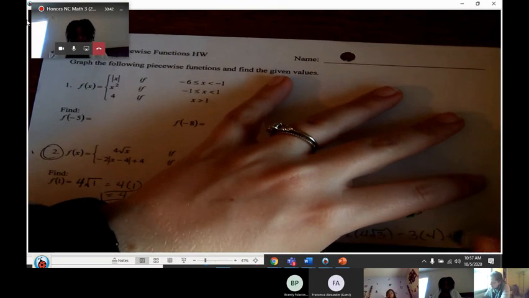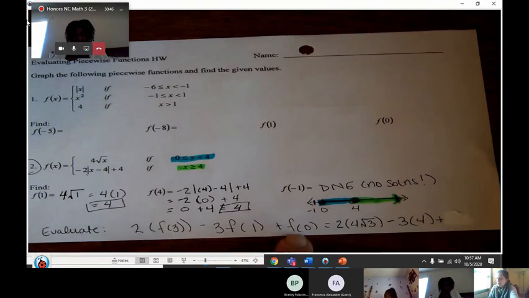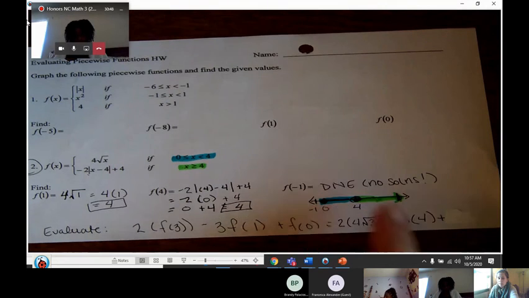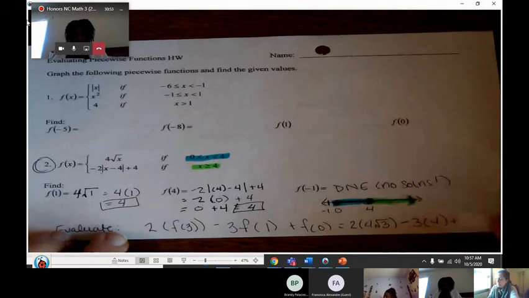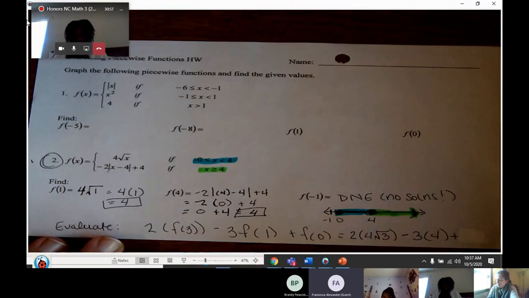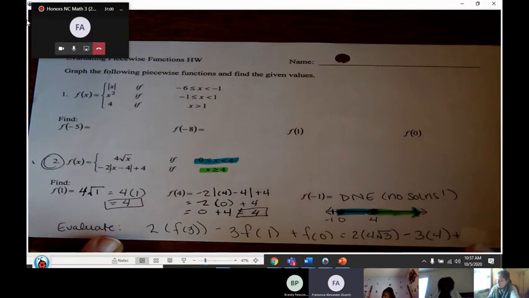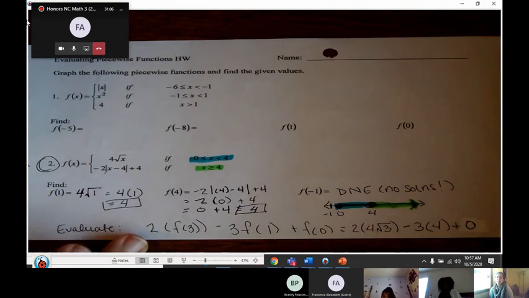Okay, so we got to figure out what f of 0 is. So is 0 going to be in the blue or the green section? The blue. Yeah, the blue. So if I stick 0 into here, what do I get? 0. Yeah, 0. Good. So I'm going to have plus 0. Now I've got to simplify all this.